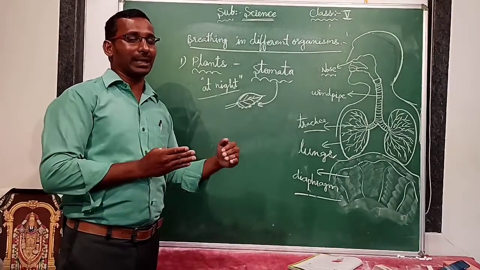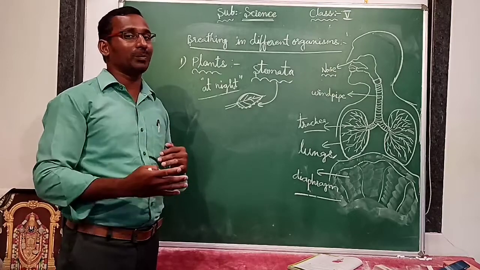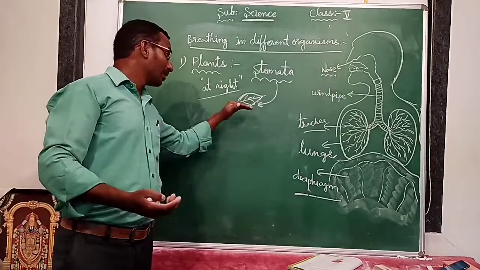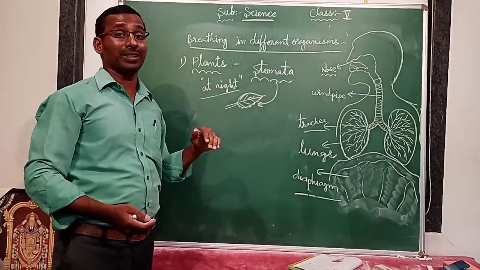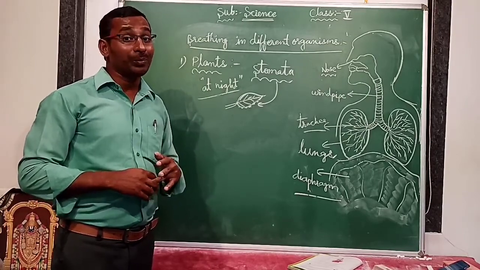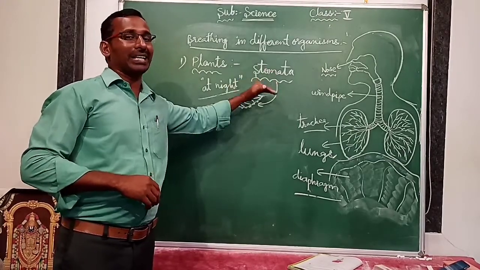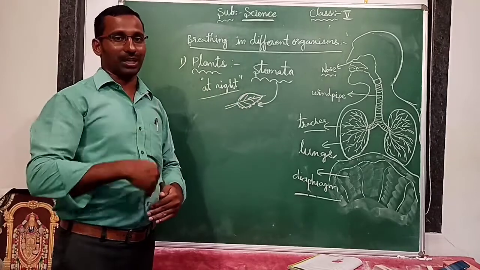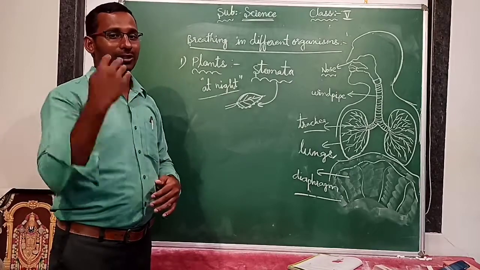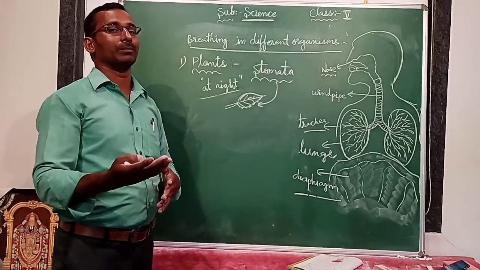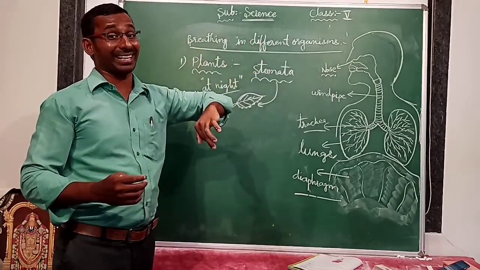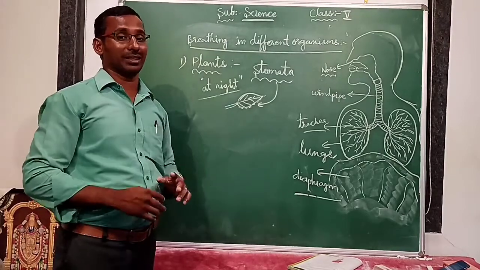But during daytime, what will they do? How can they live without breathing? If we stop breathing for 2 or 3 minutes, we will die. But they are not breathing during daytime, and even so they are living. How is it possible? What do the stomata do in the daytime? They take carbon dioxide. Do you know the photosynthesis process? In photosynthesis, they prepare their own food. So at that time, with the help of stomata, they take carbon dioxide inside and release oxygen outside during daytime.